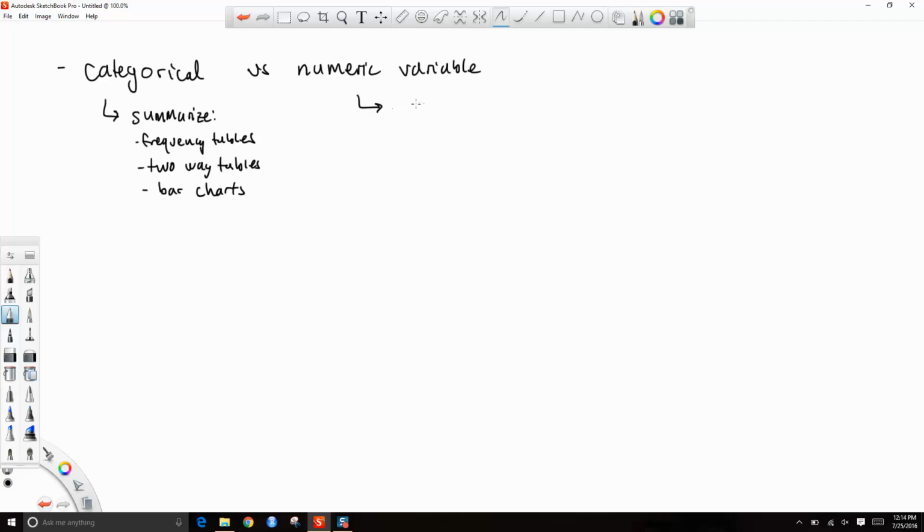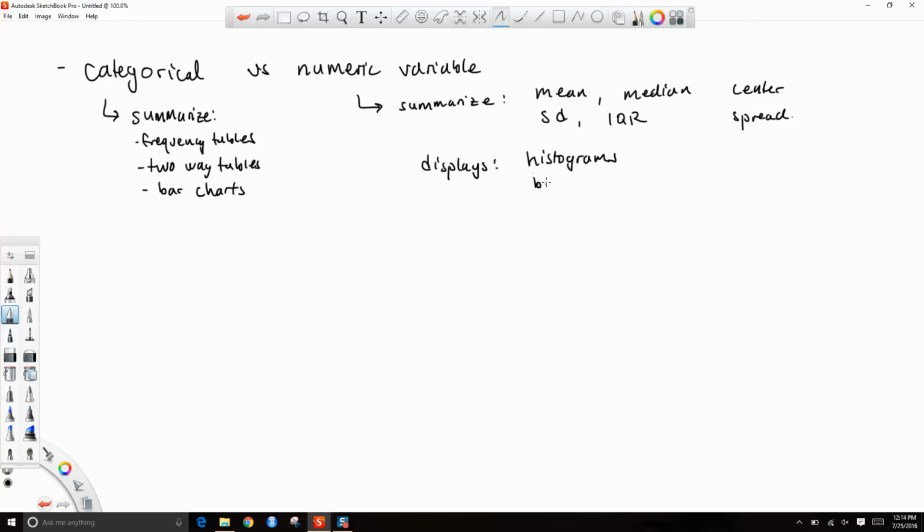Okay. Numeric variables, what do we have to summarize? We have mean, median. These summarize center. We have the standard deviation and the IQR. And these summarize spread. And as for displays, we have histograms, box plots, and dot plots. When do we use scatter plots? Yeah, question. Oh, okay. Yeah, that's good. We'll put this on hold because that's related back to our inference stuff.